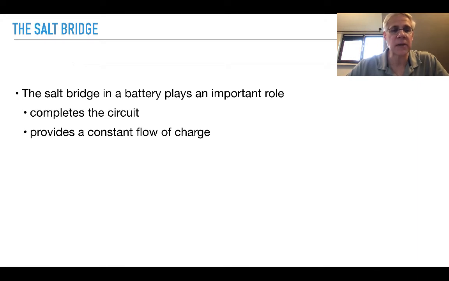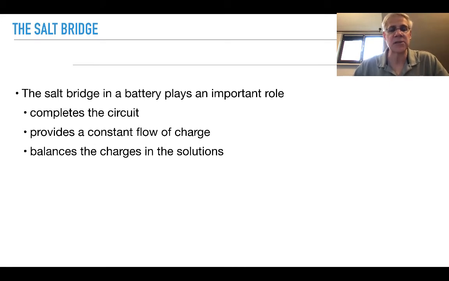We saw that the negative charge of the electrons goes from left to right in the external circuit, and then if you followed the negative charge through the salt bridge, it went from right to left, so you have a nice circular flow in your battery there, a constant flow of charge. We also saw that it balances the charges in the solutions so that you never have an imbalance of charge within those solutions, because if they get an imbalance of charge, the battery will stop.